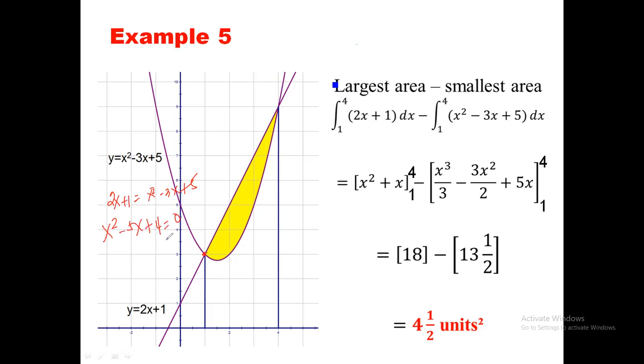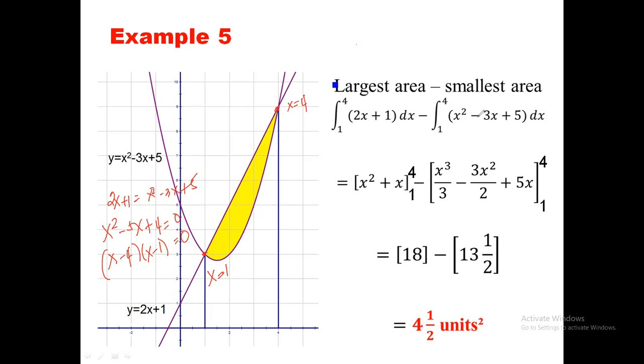Is this factorable? The answer is yes. It's x minus 4 and x minus 1. You equate this x minus 4 to 0, you will have this point of intersection, which is x equal to 4. And you equate x minus 1 to 0, you will have this point of intersection, which is x equal to 1. That's how you find the point of intersection between a line and a curve, or between curves. You just equate their two equations.